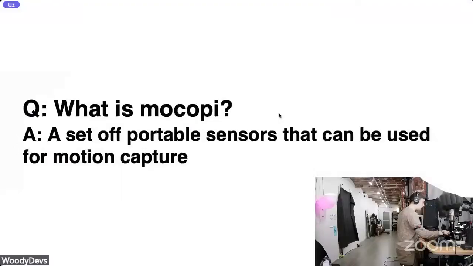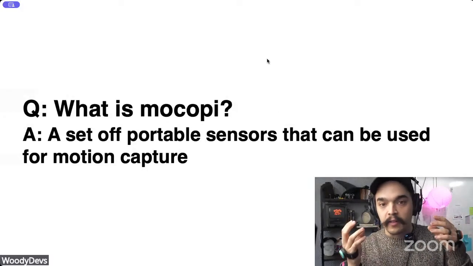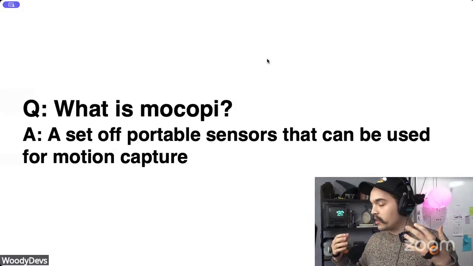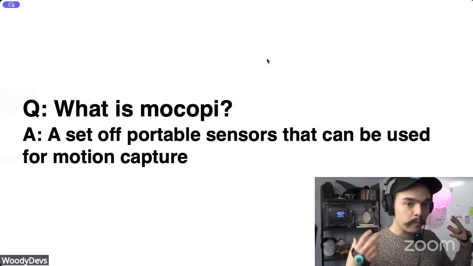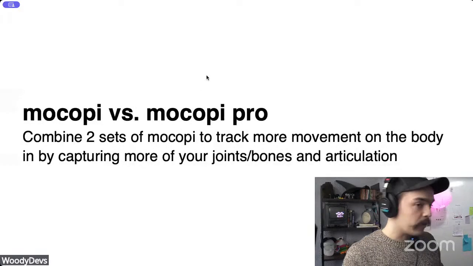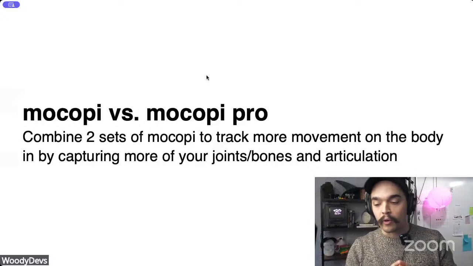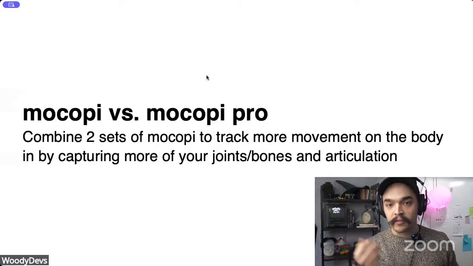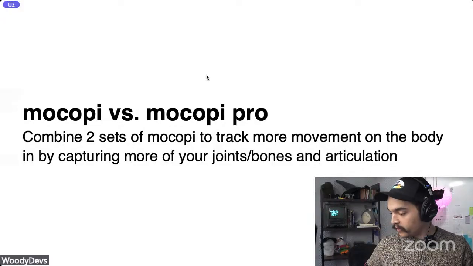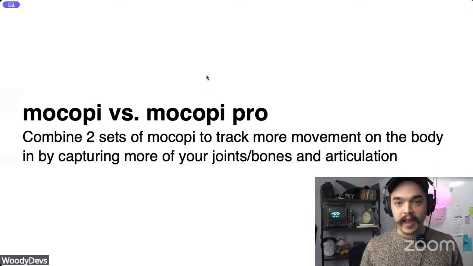These sensors together use magnetic sensors to sense each other's location and then report back to our computer. And it's really, really simple. There's a couple of different flavors of mocopi: you have mocopi and then you have mocopi pro. Regular mocopi is a set of 6 sensors, and typically that's your wrists, your hips, your ankles and your head, I believe.